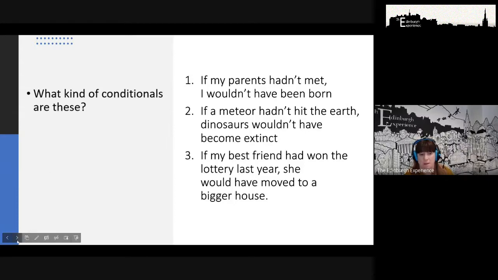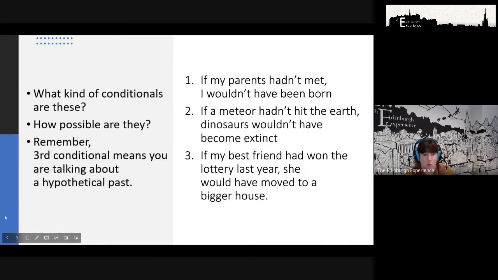So hopefully you'll identify these correctly. Remember to think about how possible these are. Is this a possible situation? Is this a hypothetical situation? When did that happen? And hopefully you'll have identified that these are third conditional structures, right? So remember, when we use a third conditional, we're using them to talk about a hypothetical past situation. So something that did not happen. That's why we use the third conditional.